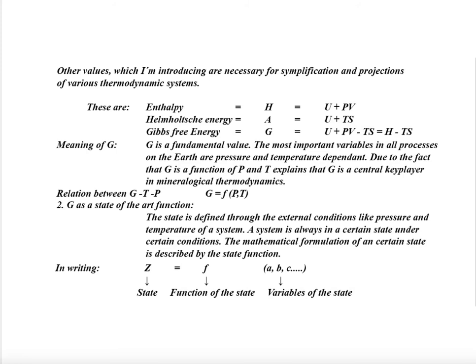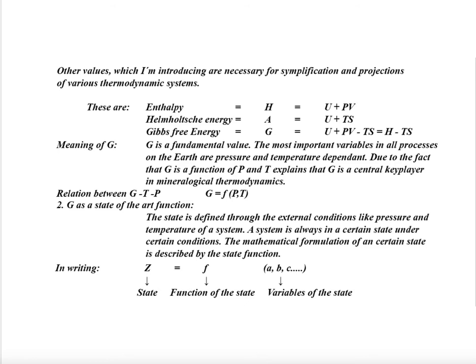So then I have to introduce other values which are necessary for the simplification and therein for the projection of various thermodynamic systems. And these are, we have the enthalpy, which has the shortcut H and can be described by the function U plus PV. U, the internal energy, plus P, the pressure, multiplied by V, the volume.